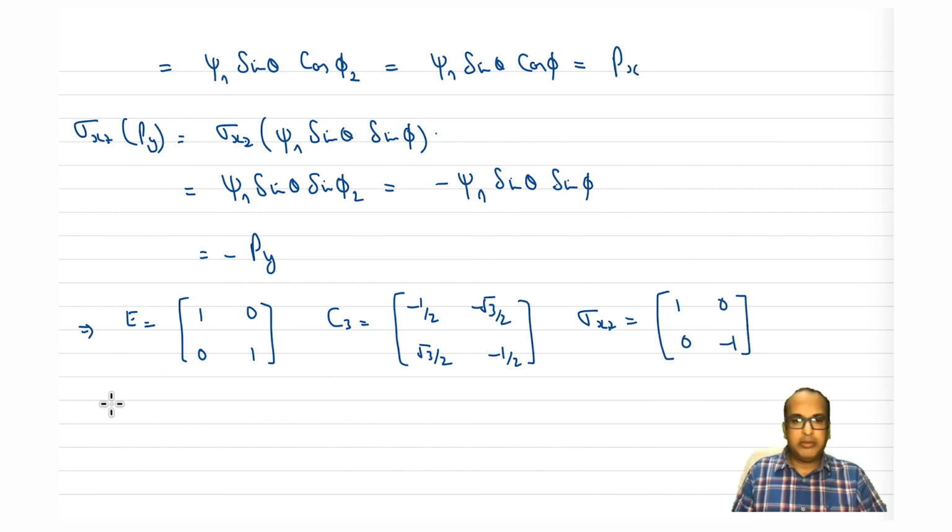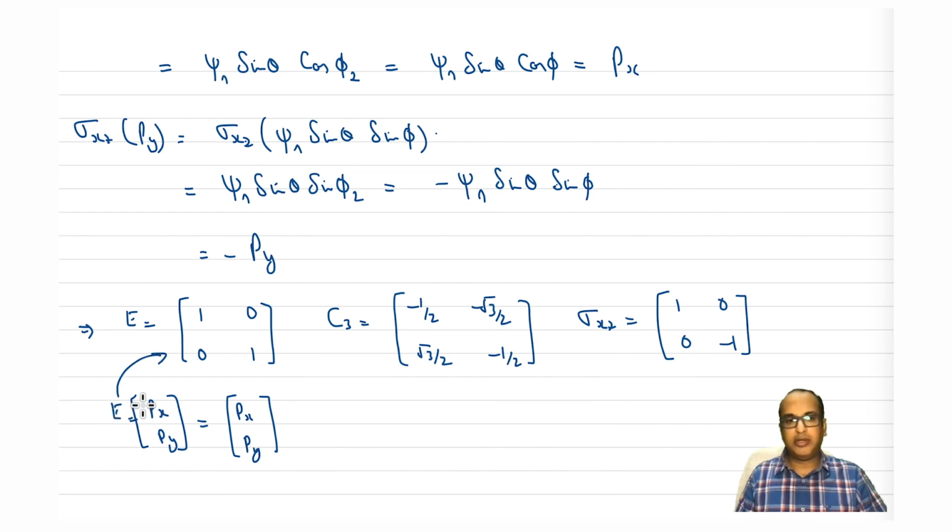So basically, if we are doing E onto px and py, we have to do it together because they are getting mixed. Then what is the form we are getting here in terms of px and py? And this basically gives you this matrix, right? Similarly, if we are doing the C3 operation here, then px gets transformed into what and py gets transformed into what, and that will give you the matrix for C3, which is this. Similarly for sigma xz.